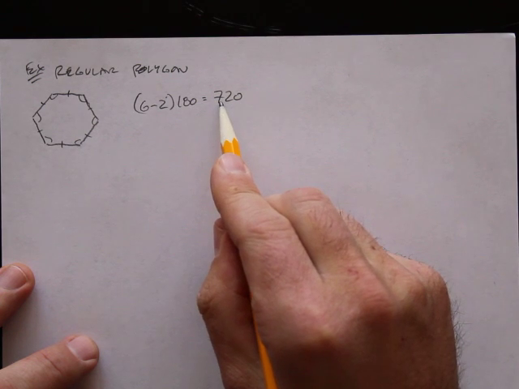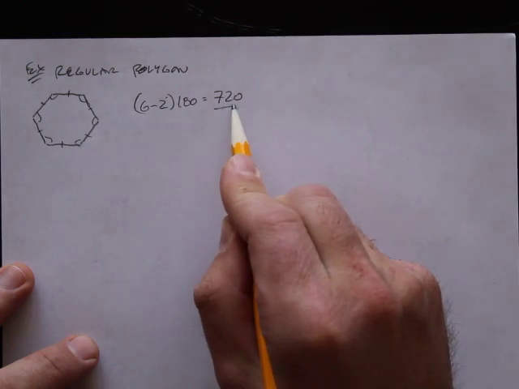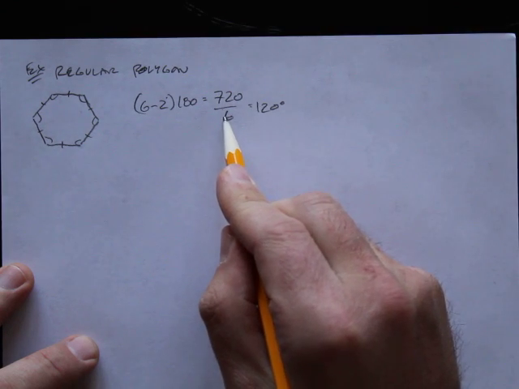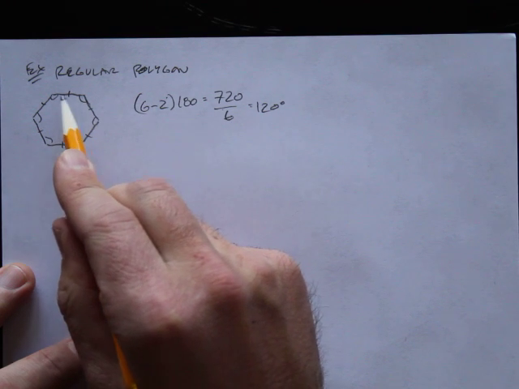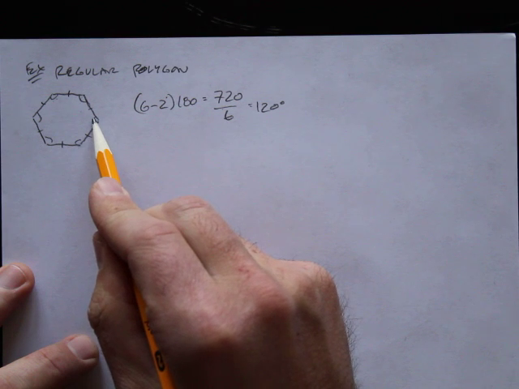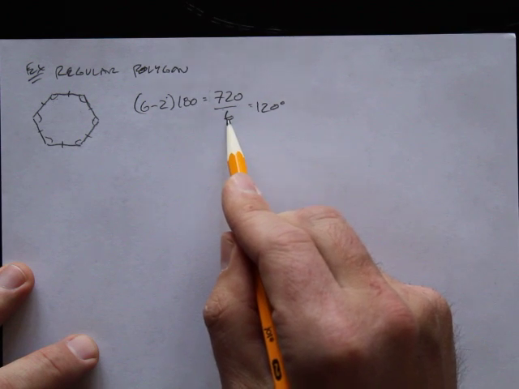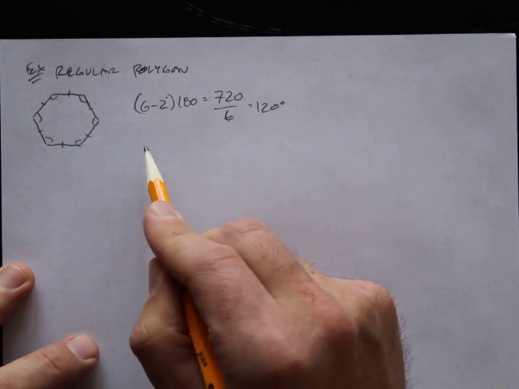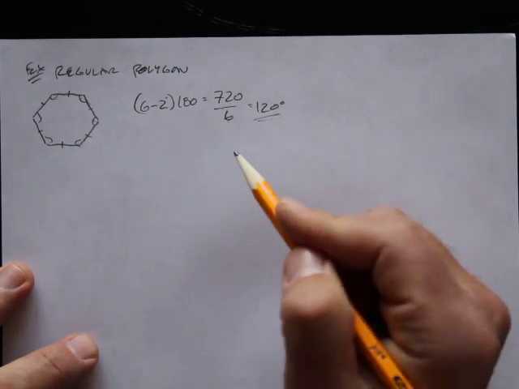So that's the total sum of the interior angles, 720. Now, if I divide this number by 6, then I get 120 degrees. I'm dividing this by 6 because I have 6 sides, and since all of these angles are the same measure, if I divide the total up evenly into 6 portions, then I should have the angle measure for each of these angles. So I divide by 6. Each angle measure is 120 degrees.